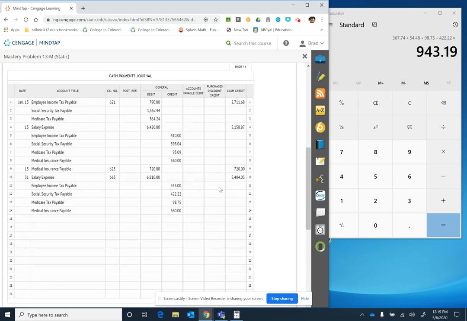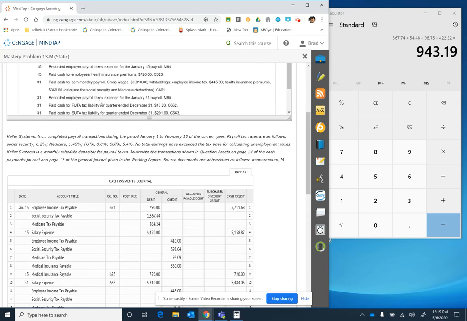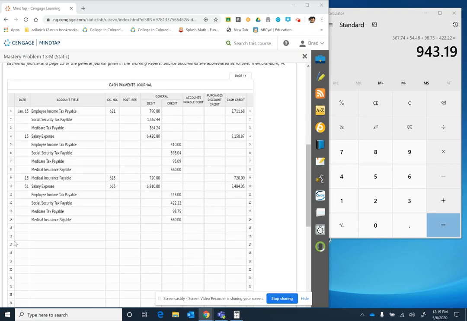Okay, so we've recorded employee payroll taxes for January 31st. Next thing we have to do is pay cash for our tax liability at the end of December and pay taxes to our state liability at the end of this quarter. So we're going to come back up to our cash payments journal and we're going to make payments to those. Okay, so let's do that.